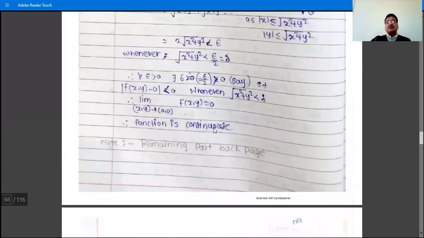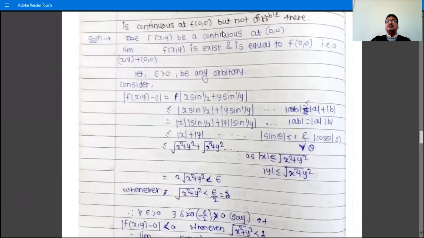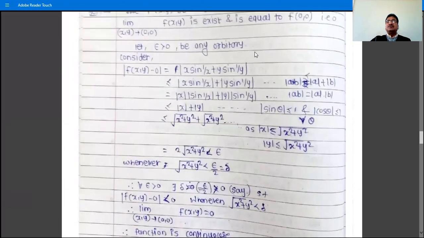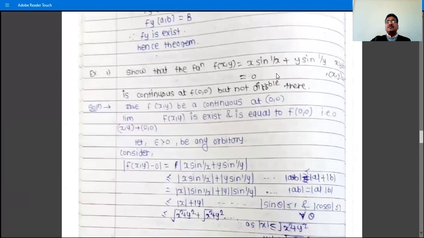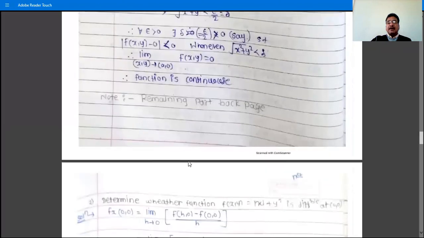That this function, x sin(1/x) plus y sin(1/y), is not differentiable at (0,0). So how can we show it? For this function, it is continuous at (0,0), and also fx(0,0) and fy(0,0) both exist, still this function is not differentiable at (0,0). So now the proof of the not differentiable part is here.